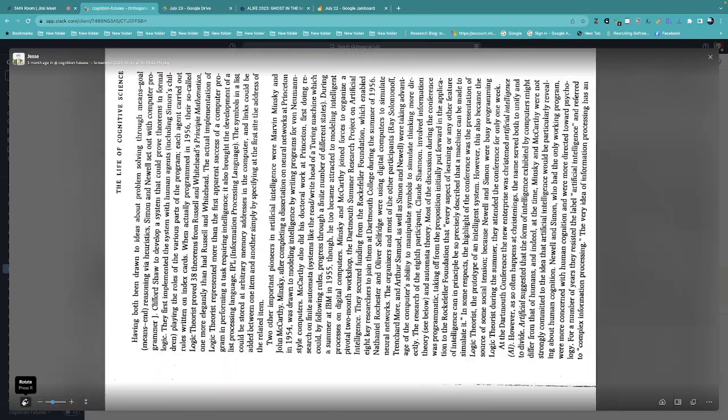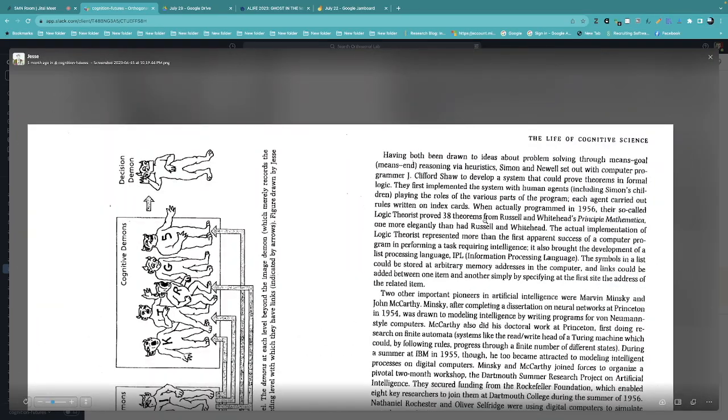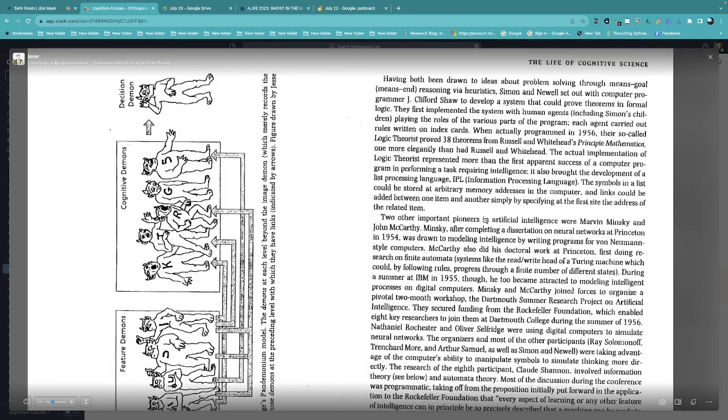But this is, I think, from The Life of Cognitive Science. I'm not familiar with that book, but it goes through the history of cognitive science. It talks about some of the things that people were doing in the 50s, trying to simulate and build artificial intelligence programs, and how they were characterizing that at the time.